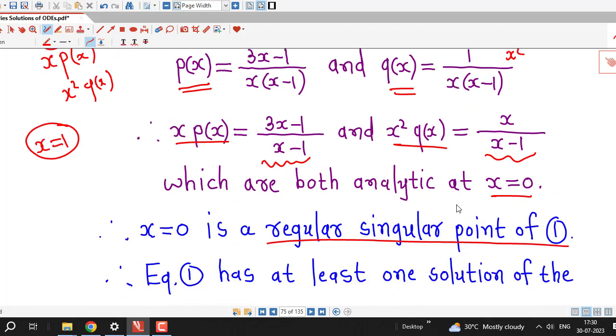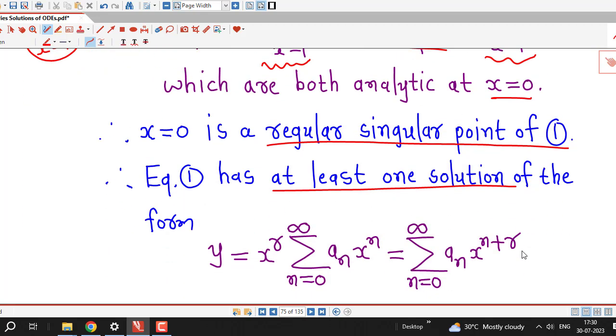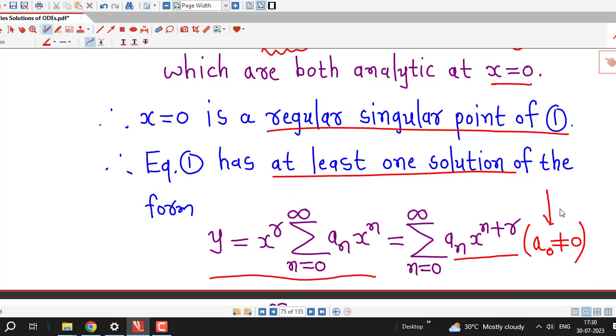x equal to 0 is a regular singular point of equation number 1, and therefore by Frobenius method we can assume that equation 1 has at least one solution that we can represent in this form: y equal to x raised to r times sigma a_n x raised to n, n equal to 0 to infinity, or we can write in this form a_n x raised to n plus r, and here we will assume that a0 is not equal to 0. I have explained why we are assuming a0 as non-zero in the previous lecture.